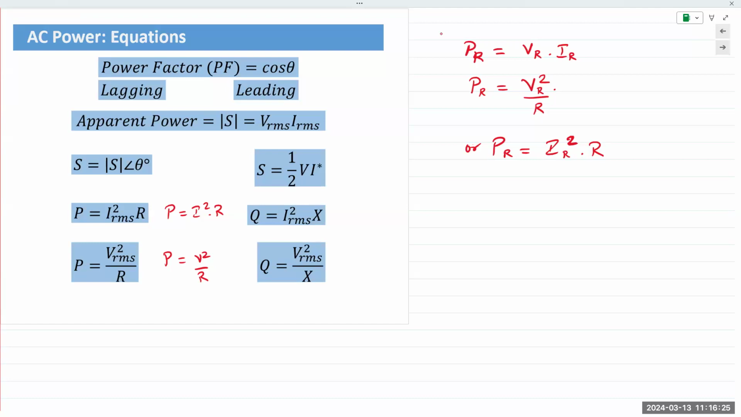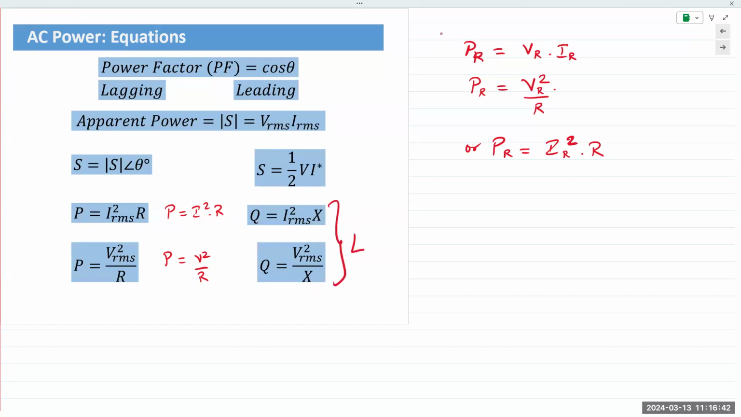So QL and QC can be determined using these two expressions. They're the exact same form of what we learned in chapter 1. No different.